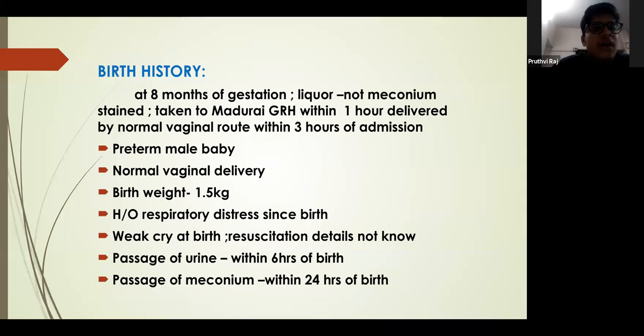Birth history. Baby born at 8 months of gestation. Liquor not meconium stained. Taken to Madurai GRH within 1 hour. Delivered by normal vaginal route within 3 hours of admission. So it's a preterm male baby. Normal vaginal delivery. Birth weight is around 1.5 kg. History of respiratory distress since birth. Weak cry at birth. Resuscitation details not known. Passage of urine within 6 hours of birth and passage of meconium within 24 hours of birth.